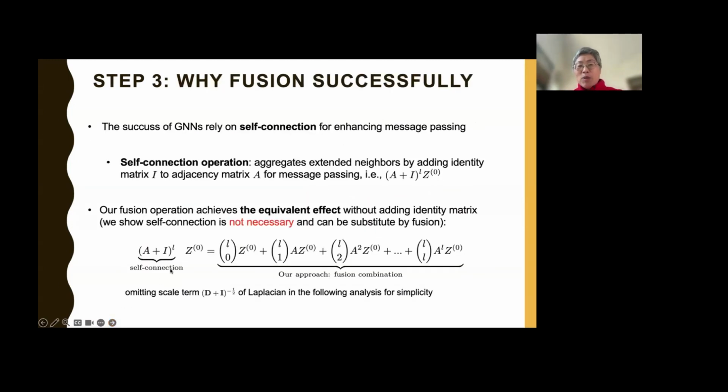Now, we actually need to understand why fusion is a very important concept in GNN. So in GNN, they're using this called self-connection operation. The idea is they aggregate extended neighbors by adding the identity matrix to the adjacency matrix in message passing. Here A is the adjacency matrix plus the identity matrix, and L is the number of layers. So they do the multiplication, they multiply with each other.